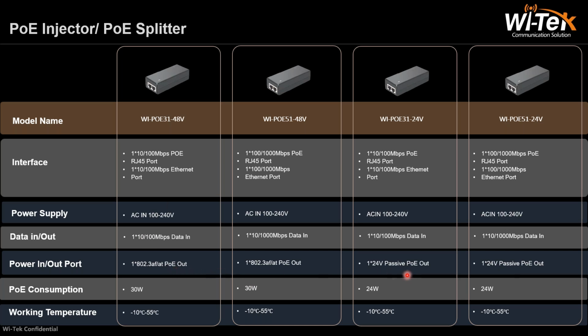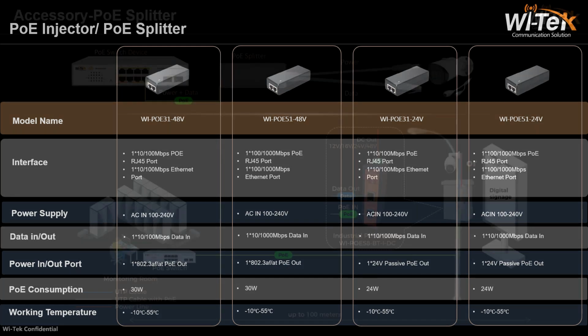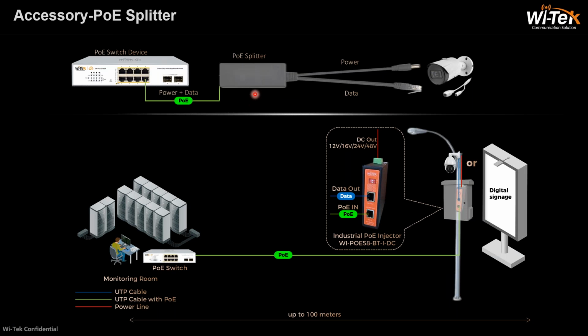Some have 24 passive PoE out. Some of the models support normal standard PoE out. PoE splitter: if some of your IP cameras are a very old type and do not support the PoE function, it also gives you more choice, using the PoE splitter to split the power and the data. And this type is for the industrial level. In the industrial level, we can also support different voltage DC out to connect to other DC devices.